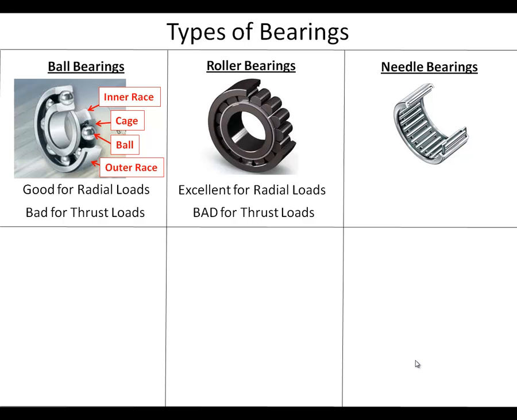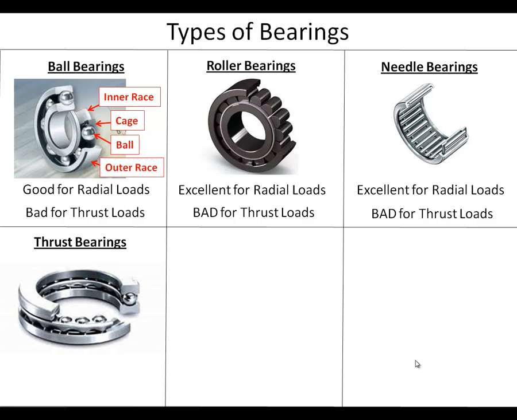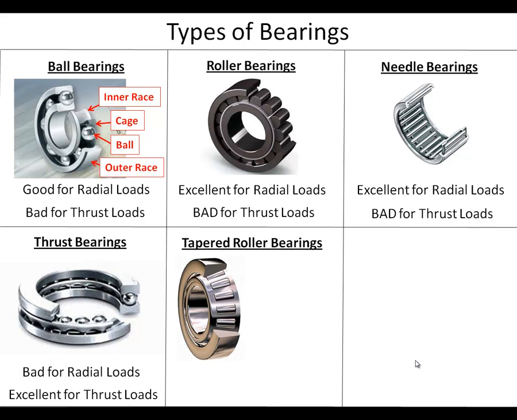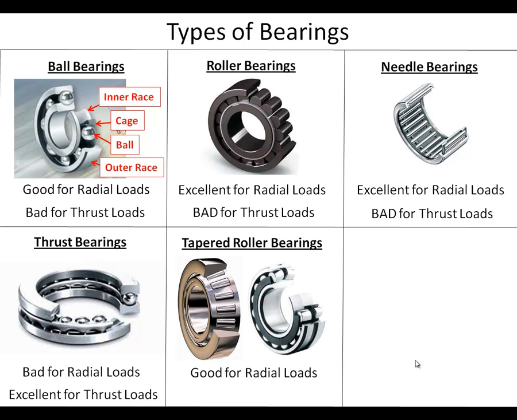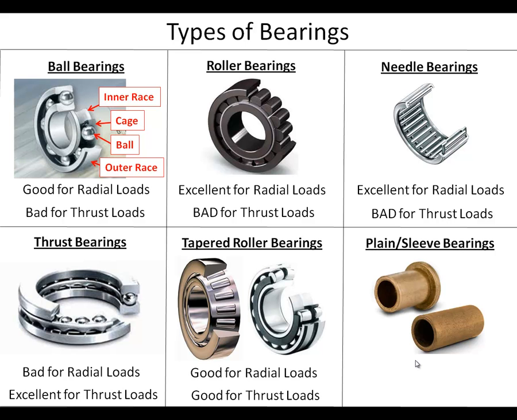There are also needle bearings. These are also excellent for radial loads, but poor for thrust loads. There are thrust bearings that are pretty bad for radial loads, but excellent for thrust loads. There are tapered roller bearings, and there's a single taper or even a double taper, and these are good for radial and also good for thrust loads. There are also plain sleeve bearings, which may have a little more friction, but they are good for radial loads and good for thrust loads.